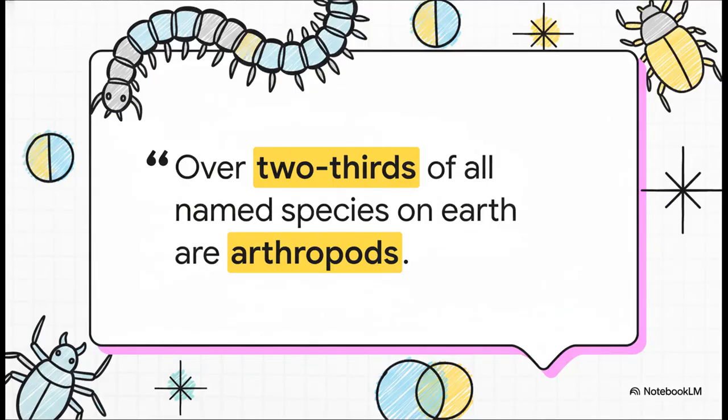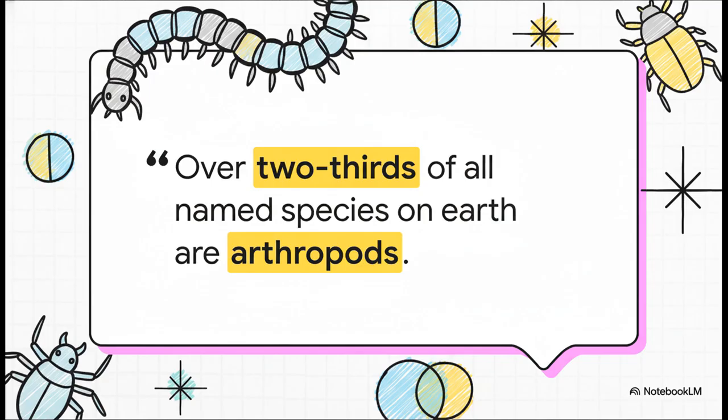And speaking of diversity, get a load of this fact. That arthropod blueprint, the one with the exoskeleton and jointed legs, has been so unbelievably successful that it accounts for more than two thirds of all known animal species on Earth. We're talking insects, spiders, crabs, the whole lot.